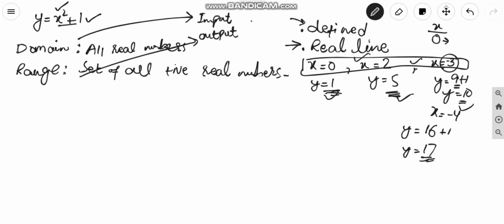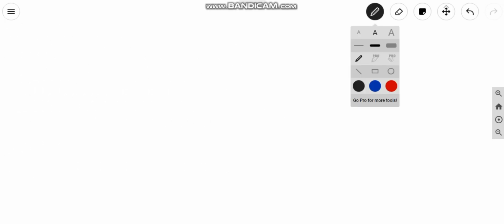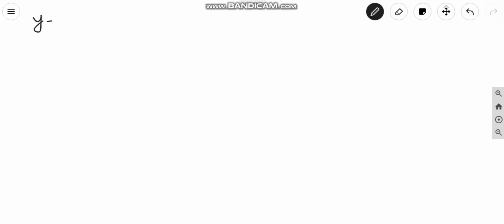This is how we can find out the domain and the range of a given function. Let's consider another example. We are given a function y equals square root of x square minus 9. We have to find out the domain and the range of this function. As you know very well, domain is the set of all values that we put into the function as an input, and the range is the set of all those values we get out from the function as an output.